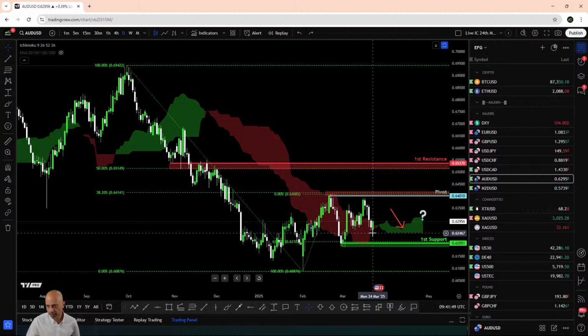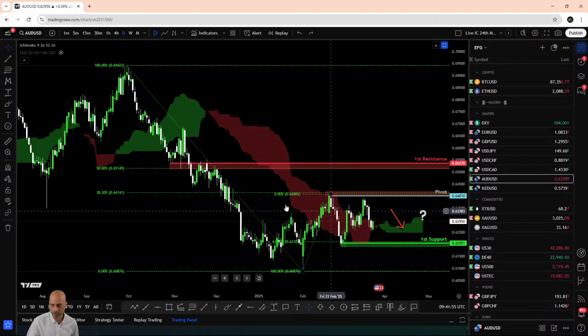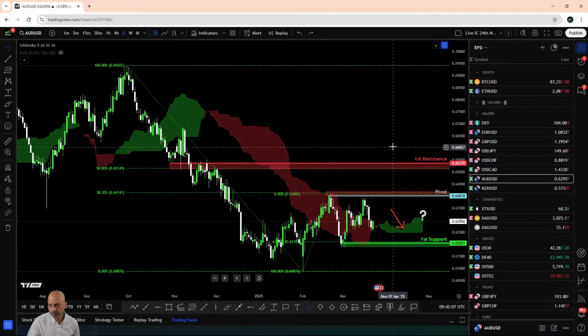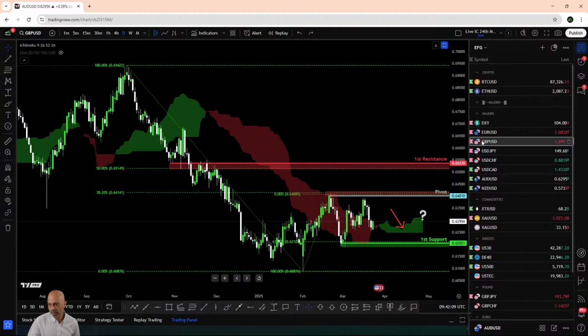After gapping lower today, it has closed the gap and risen quite strongly, briefly climbing above the 63 cent mark. And I think this currency pair could continue to edge a little bit higher. However, I think it's going to run into resistance once more at the multi-swing high, which is identified by the pivot at 64 cents. All right, let's look at the cable.